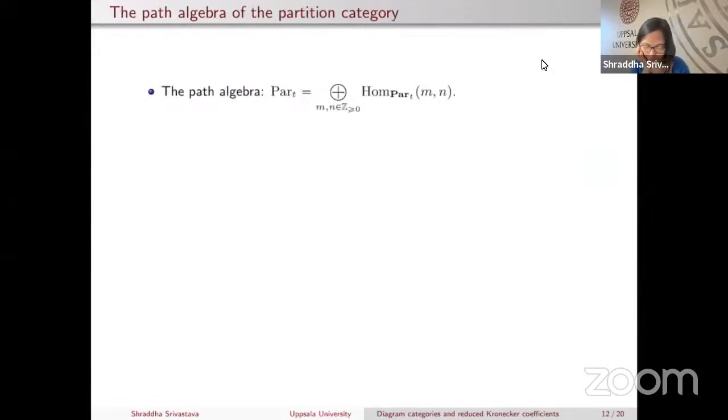So to study the representations of the partition category, one can pass to a locally finite dimensional algebra. One can do it directly as well, but that would require more terminology. So a path algebra of a category is basically the direct sum of the homomorphism spaces. This is definitely not finite dimensional, but it is something called locally finite dimensional.